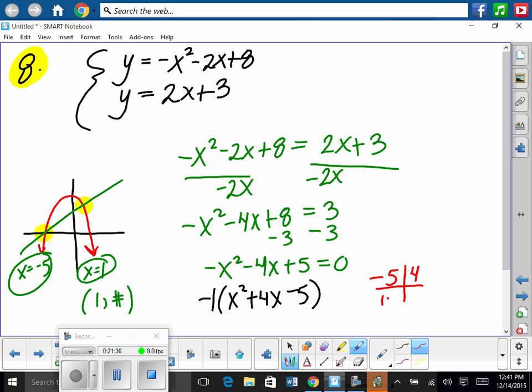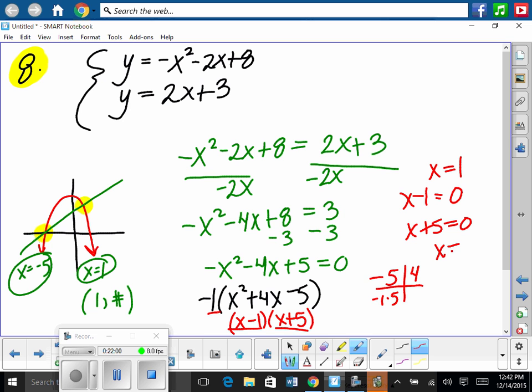So that'd be 1 times 5, negative 1. So this factors to be x minus 1 times x plus 5. So then I can set each of my factors equal to 0 and solve. Even with that negative 1 out here, I'll just set my factors each equal to 0 and solve. So I have x minus 1 is equal to 0, x plus 5 is equal to 0. So x is equal to 1, x is equal to negative 5.